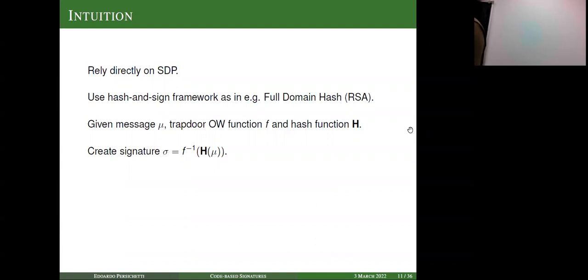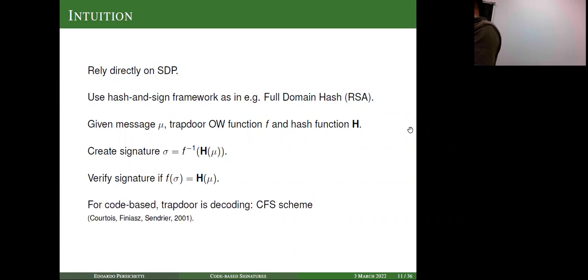If I do this, then it's clear that to verify, what I need to do is take the signature, compute F on it, and then this should be equal to the hash of the message. So I can take the message, hash it, and verify that these two things are equal. And if the hash function is collision resistant, etc., then this provides security. And so it's a very intuitive way of doing signatures. Of course, for this we need a trapdoor.